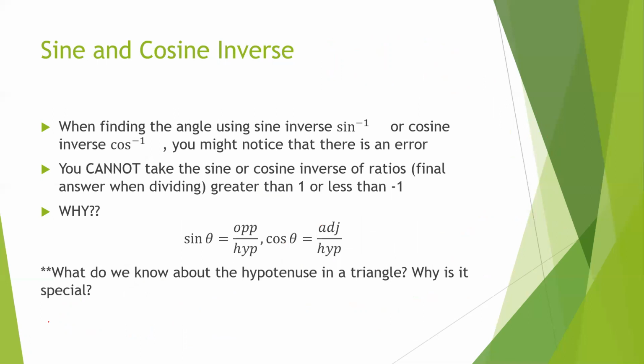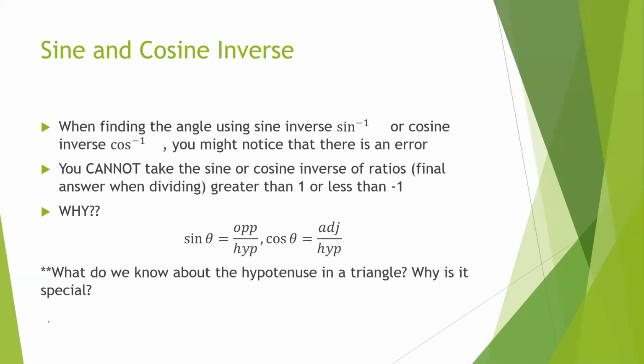So one last little warning here: when you're finding the angle using sine inverse or cosine inverse, you may sometimes notice that there's an error, and there's a reason for that. It's because you're not always able to find the sine or cosine inverse of ratios. Specifically, you cannot find the sine or cosine inverse of ratios that are greater than 1 or less than -1. That's what I meant to say. Sorry, guys, it's a late night. I may make some mistakes along the way.